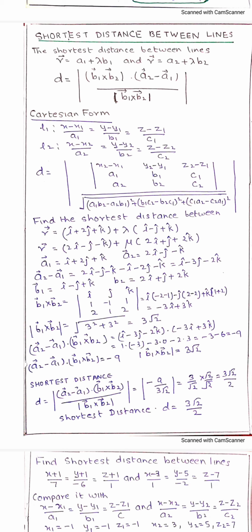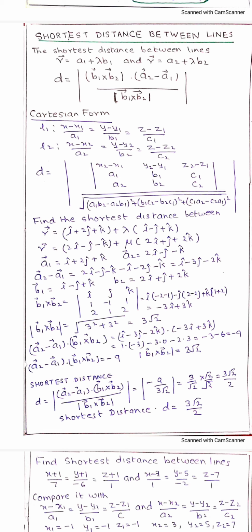Let us solve the determinant. We get the answer -3i + 3k. You know how to do the determinants, and the explanation is given over here also. The magnitude of this cross product, that is b1 cross b2, is written here. It is -3 square plus 3 square. In square everything remains positive, we don't put sign. So 3 square plus 3 square is 3 under root 2.